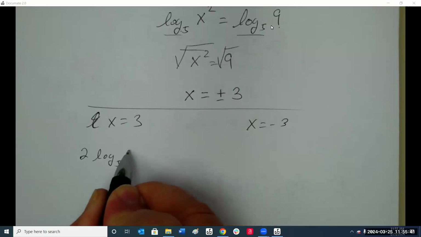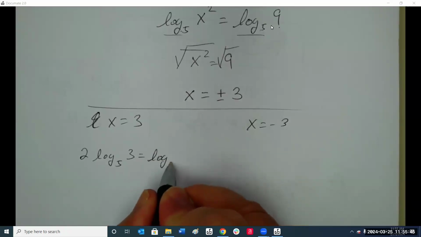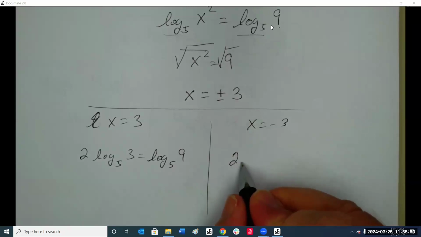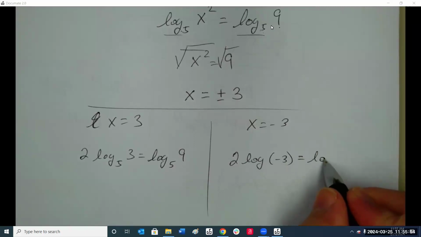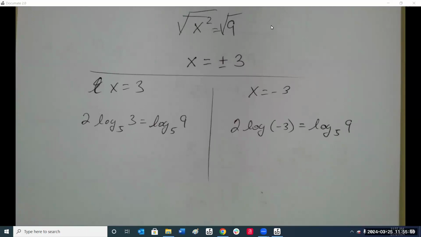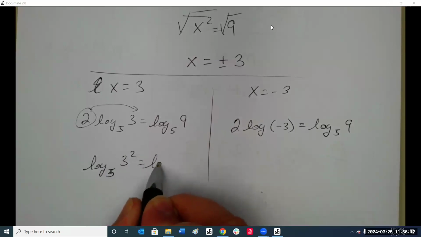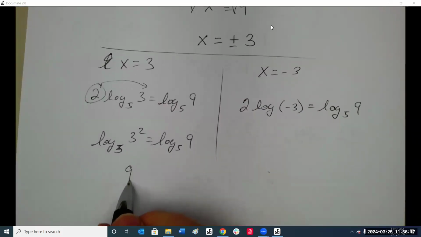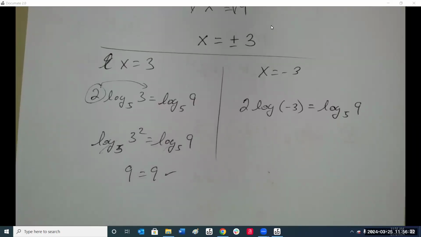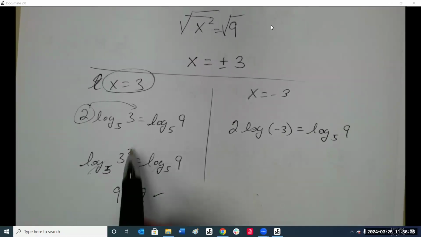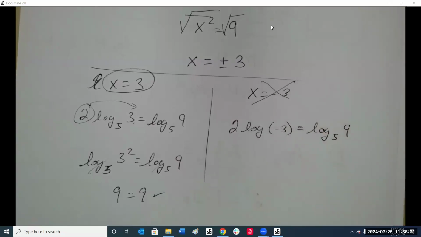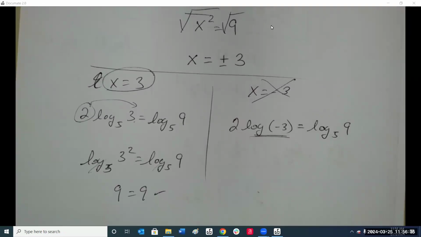So the 2 goes up on top of the 3, so it's log base 5 of 3 squared. Since the logs are the same, we know this works, because everything along the way is true. We know this one doesn't work, because we cannot take a log of a negative number. That's why it's important to check your answers here.